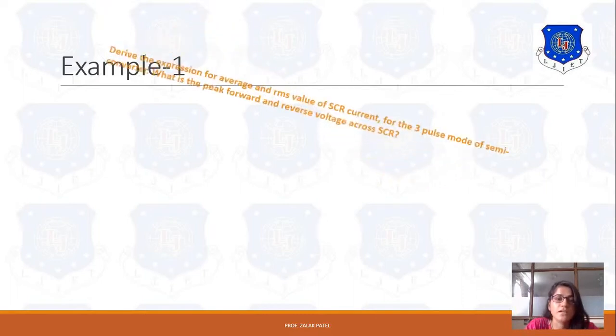In the previous session, we discussed the operation of the semiconductor converter in three phases with two different modes: with alpha value less than 60 degrees and alpha value greater than 60 degrees, meaning the firing angle. When it is less than 60 degrees, it operates as a three-pulse converter, which we have seen in the last lecture. Now let's take one example related to it.